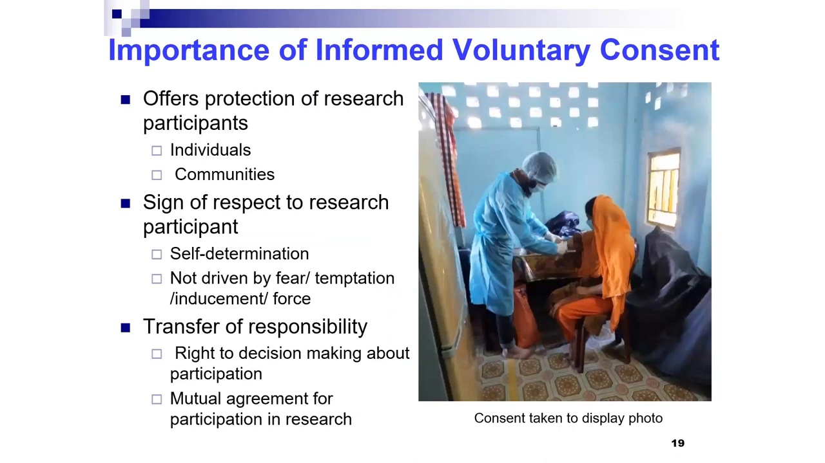So why do we need informed voluntary consent? This is the only way you can demonstrate you are protecting the rights of the research participant and giving them protection, both at the individual level and the community level. Because the individual is protected, but they live in a community. Because of participation in the research, if there is any problem for that participant living in a community or interacting with other people in the neighborhood, we have to also be diligent about it.